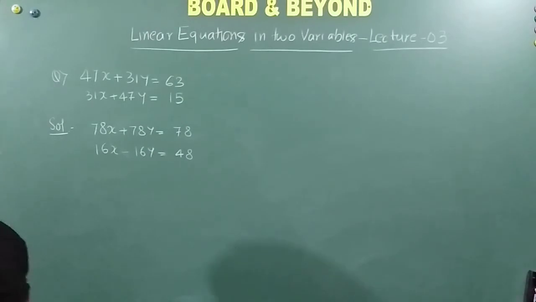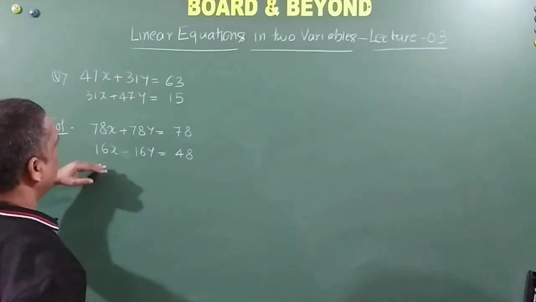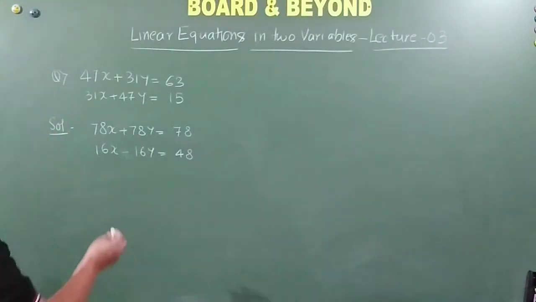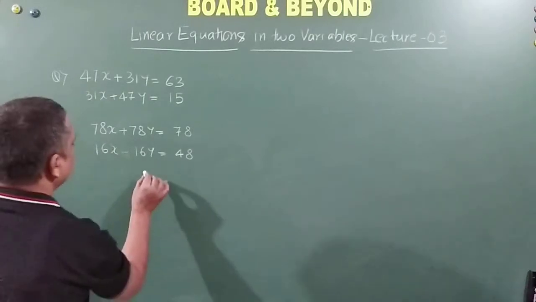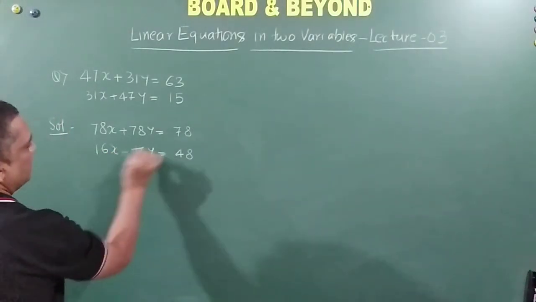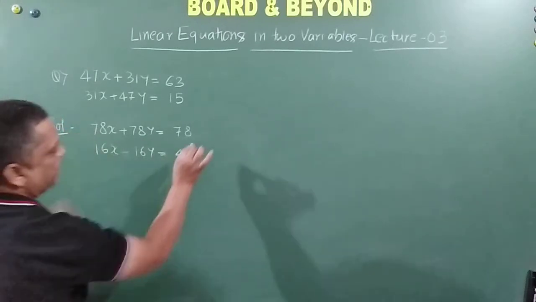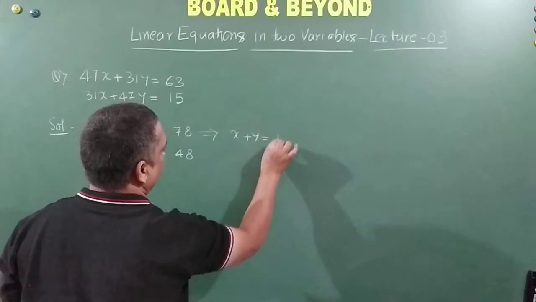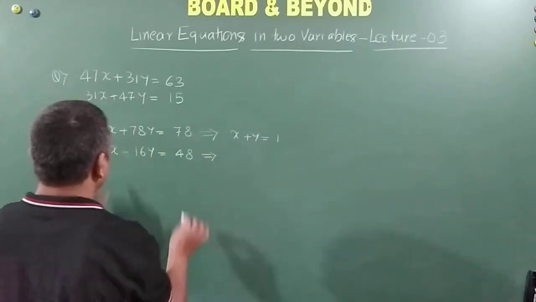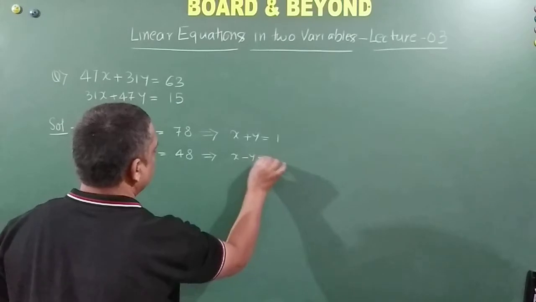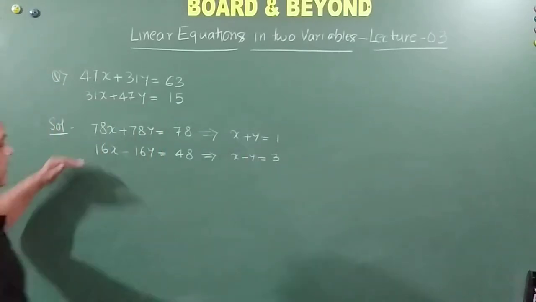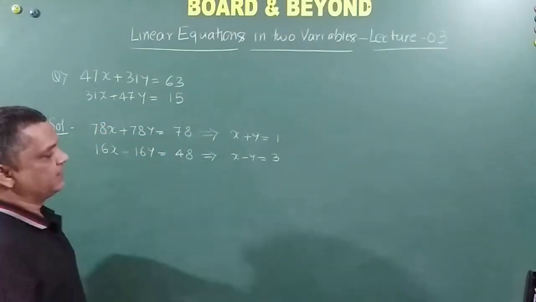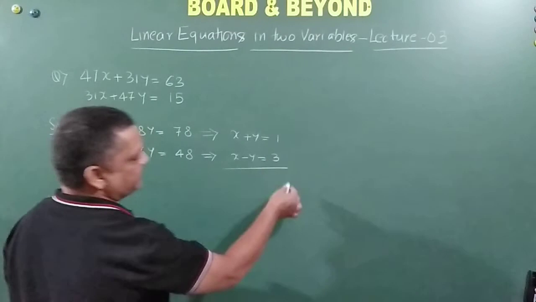Now we will try to basically solve it. So we will try to divide it by 78, friends. So this also leads to how much, you know? x plus y is equal to 1. And how much does this lead to? x minus y is equal to 3. I am dividing this throughout by 16 and I am dividing this throughout by 78, right? So now this becomes very easy for us to solve.